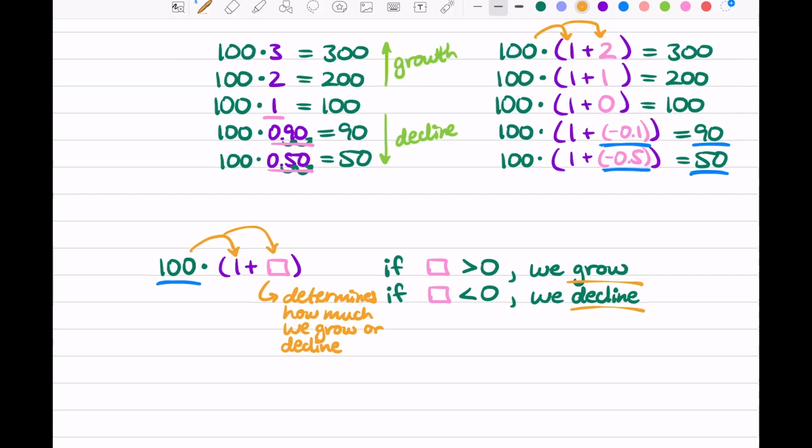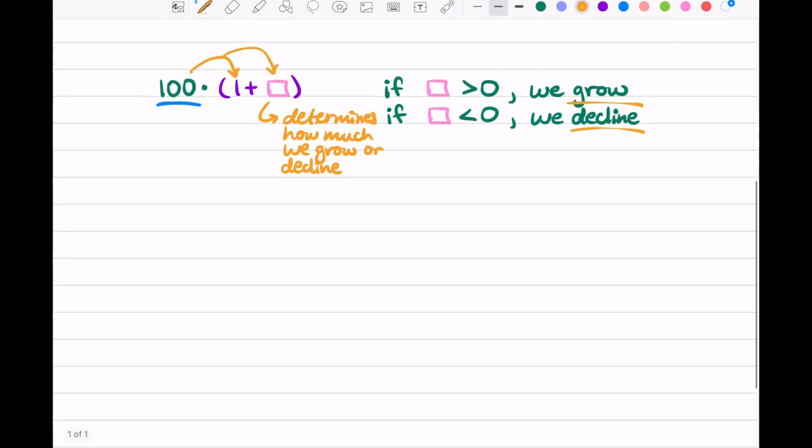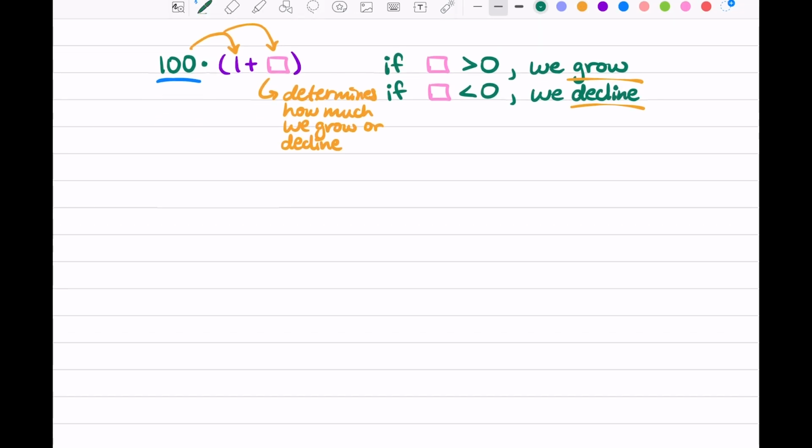Let's try to bring this into the real world. Let's say 100 represented how many followers we had on Instagram. If we had 100 followers and multiplied that by 3, we would have 300 followers.